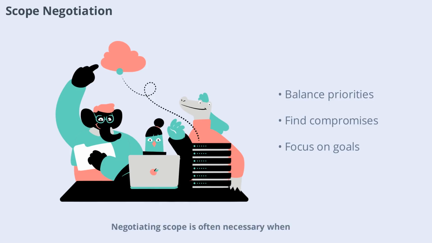Negotiating scope is often necessary when resources are limited or stakeholder expectations differ. Effective negotiation involves balancing priorities, finding compromises, and maintaining focus on project goals. Let's explore strategies for successful scope negotiation.